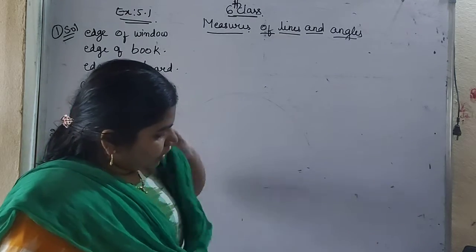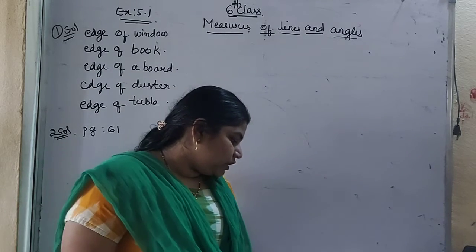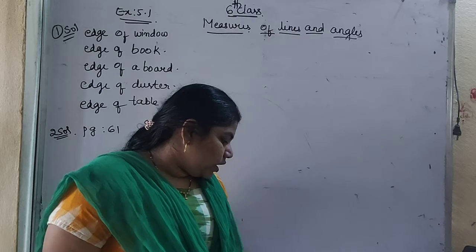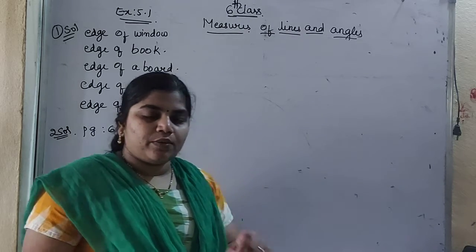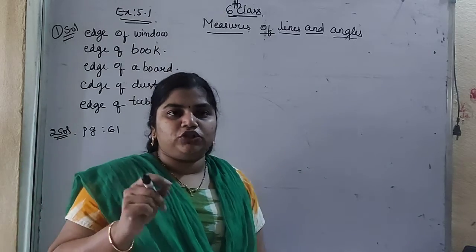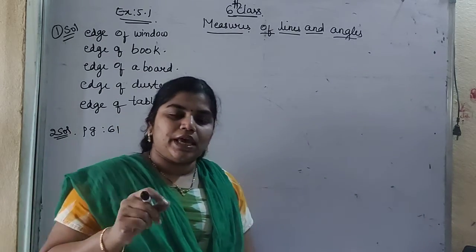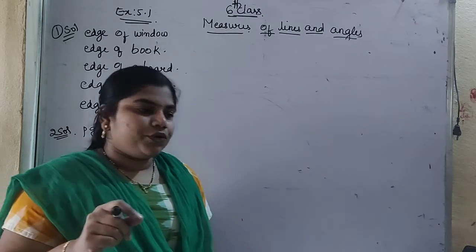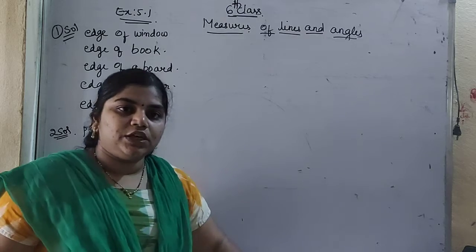So next is third. Measure all the line segments in the figure given below and arrange them in ascending order of their lengths. So you have to measure all the line segments they have given. AB line segment they have given. So what is the length of AB, you have to write. In the same way, what is the length of AC, you have to write.